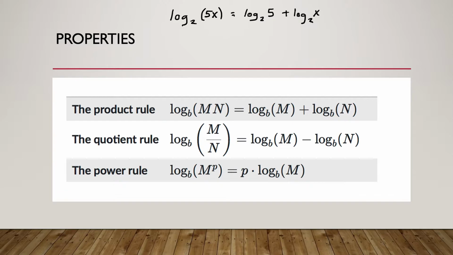Our second property does basically the same thing, but it does it for fractions. So it says that if we've got the log of a fraction and we would rather not work with that fraction, we can break up the top and the bottom and separate them with a subtraction sign in between.